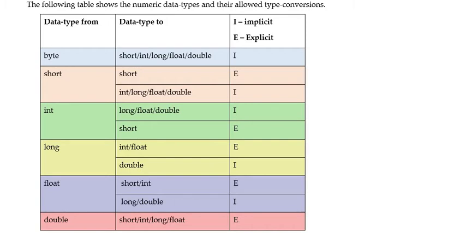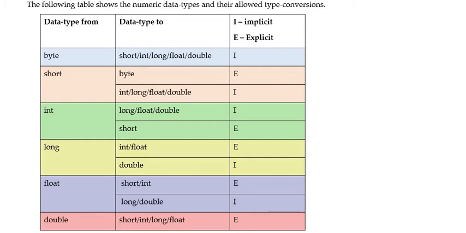Then comes short. If short is to be converted to byte, then it is explicit. That means short is bigger than byte. So if you want to put data of type short into a data of type byte, then the conversion has to be done explicitly. But if short data type has to be put in int, long, float or double, then it is implicit. Int, if it has to be put inside long, float or double, then it is implicit. But if it has to be put inside short, then it is explicit.